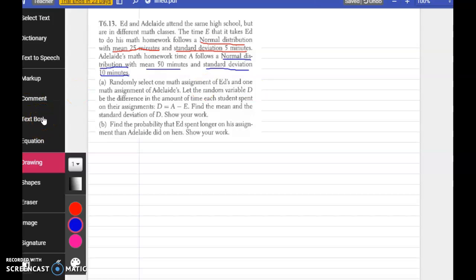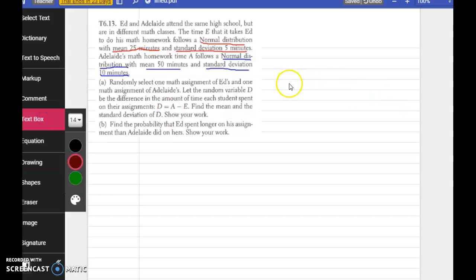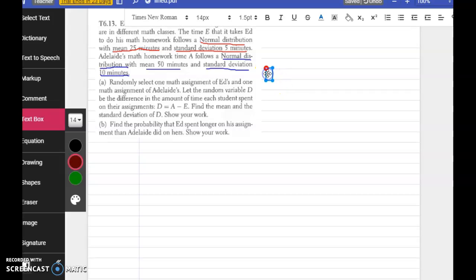Randomly select one math assignment of Ed's and one math assignment of Adelaide's. Let the random variable D be the difference of A minus E. Find the mean and standard deviation of D. So in part A, I'm finding this new random variable D, probably stands for difference. And that's A minus E, or Adelaide minus Ed.